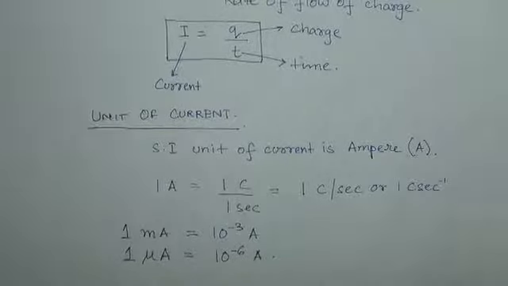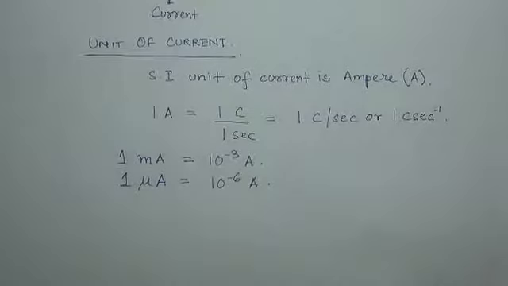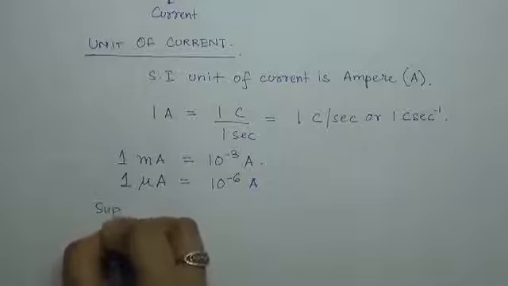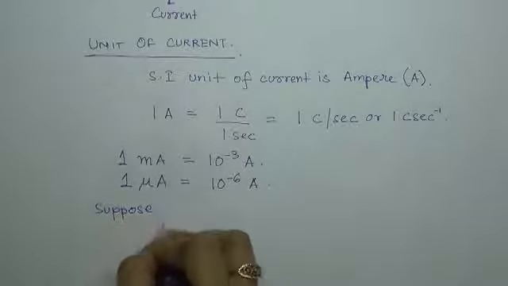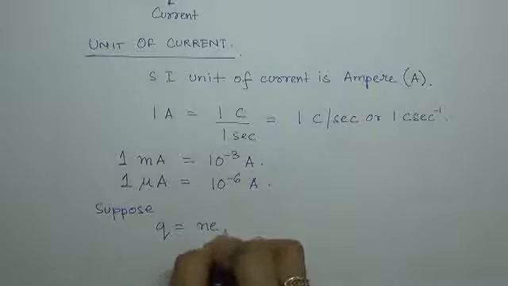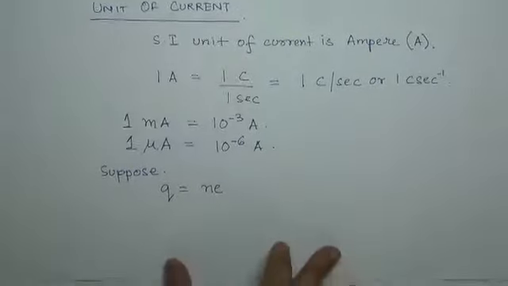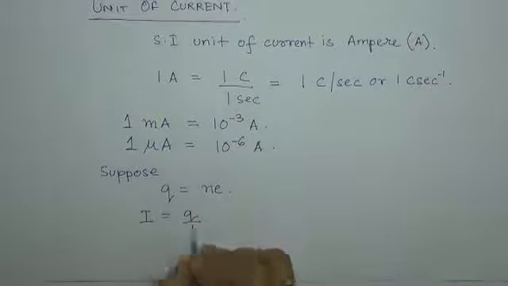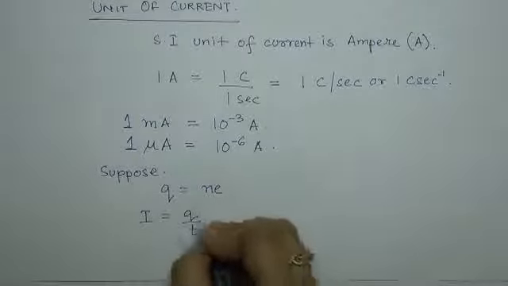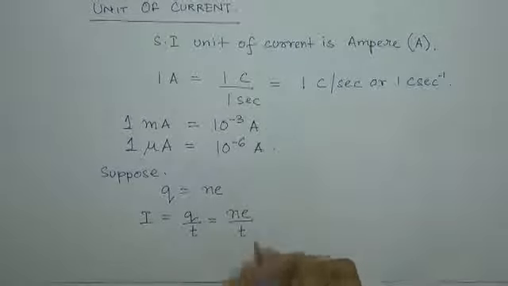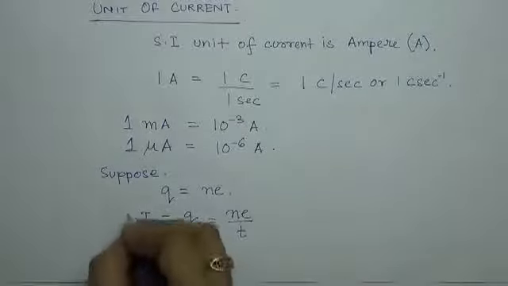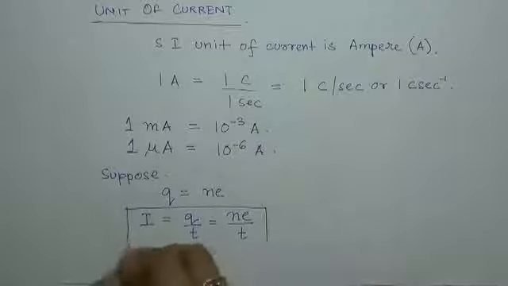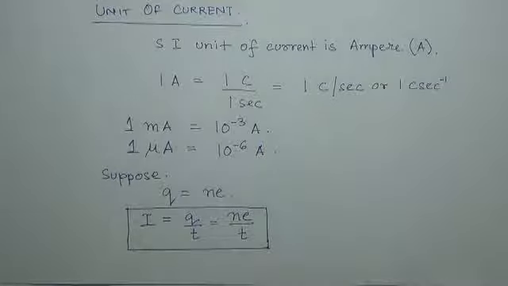Now suppose there are n number of electrons and each electron has charge e. We have already discussed that then Q is equal to Ne. Now Q is equal to Ne, then from the formula of current, I is equal to Q by T. So in the place of Q we can write Ne by T. So we got another formula. Let us do a sum on this formula.